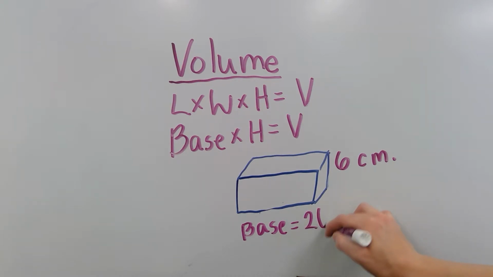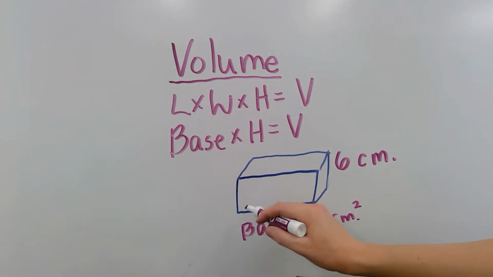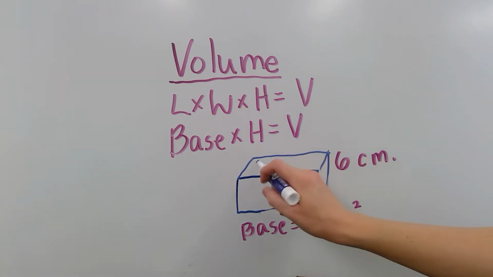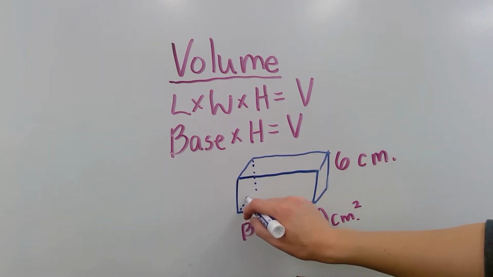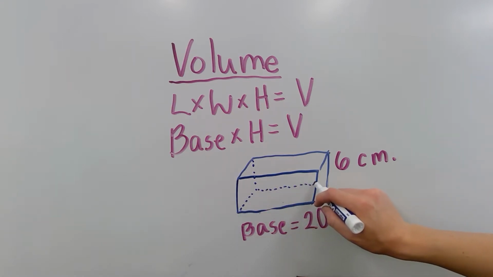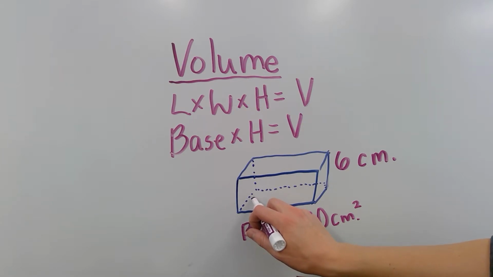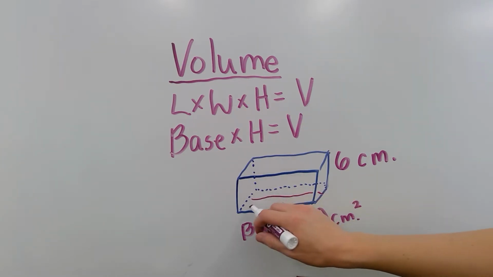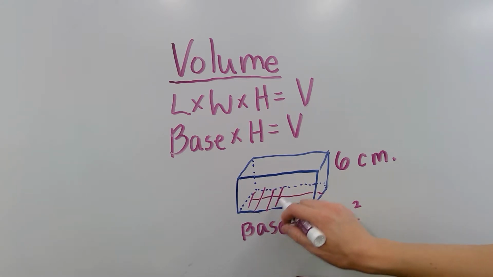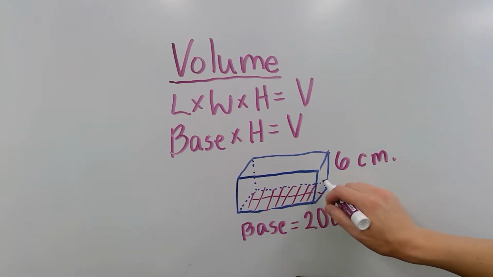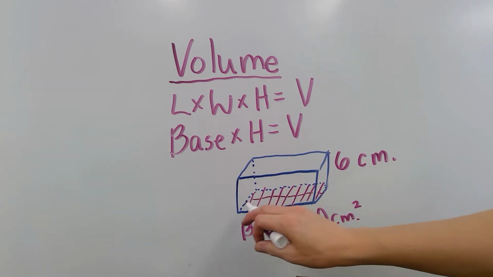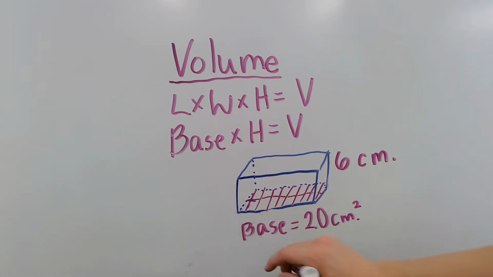equals 20 centimeters squared. What that is saying is that on the bottom of this shape, so if I finished making this 3D, on the bottom of this shape, there are 20 squares. So there are 20 squares on the bottom that make up the bottom of the shape.